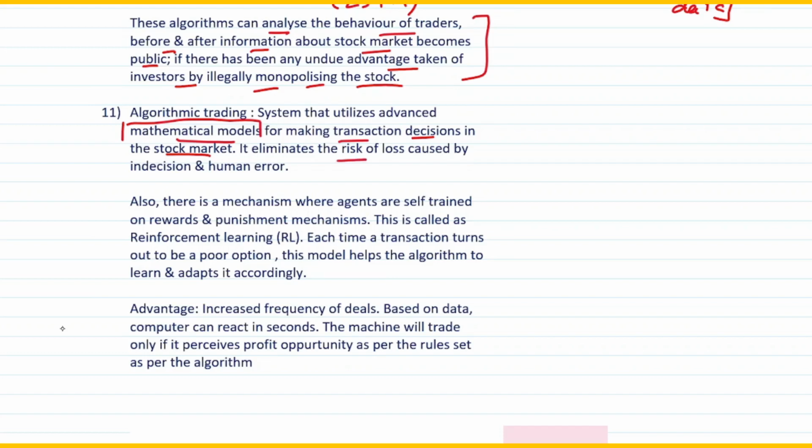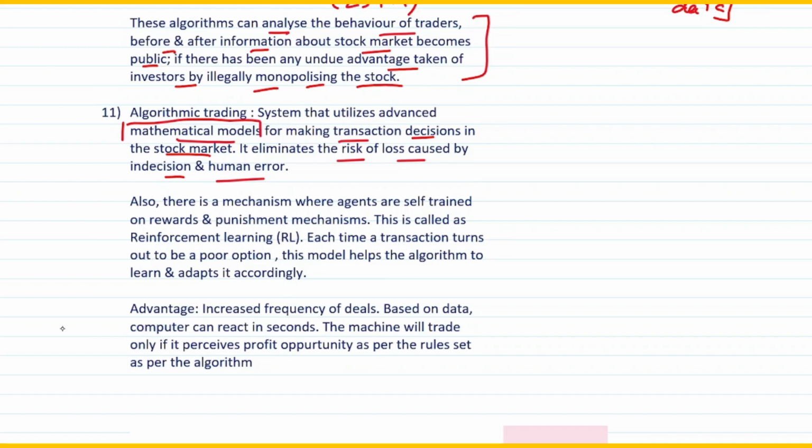It basically eliminates the risk of loss caused by indecision and human error. Humans generally tend to make errors. Now algorithmic trading doesn't do that because it has data from behind. Then in that case it can act accordingly, right? Doesn't mean it's error free, but yes, it increases the chances of your profits, right? So that's why algorithmic trading has so much relevance.